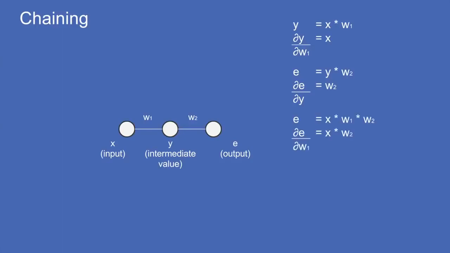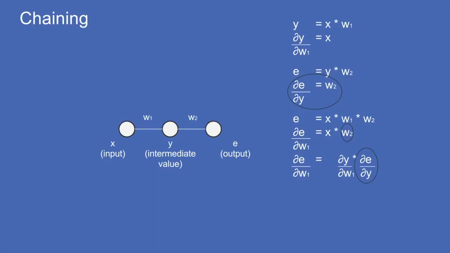Because this network is so simple, we can calculate from one end to the other: x times w1 times w2 is the error e. And so if we want to calculate how much the error will change if I change w1, we just take the derivative of that with respect to w1 and get x times w2. So this illustrates that what we just calculated is actually the product of our first derivative, dy/dw1, times the derivative for the next step, dE/dy, multiplied together.